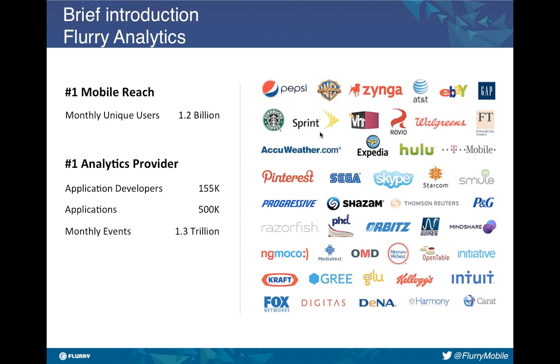We're tracking 1.2 billion monthly unique users on our platform, which basically means that we're able to see data on 90% of the world's smartphones and tablets. We have about 155,000 app developers using our analytics product, 500,000 apps total, and we're tracking 1.3 trillion monthly events. And events are essentially actions that you can track within an app. For example, if a user makes a purchase or gets to the next level in a game. And you can see some of the brands that we're working with on the right side there.